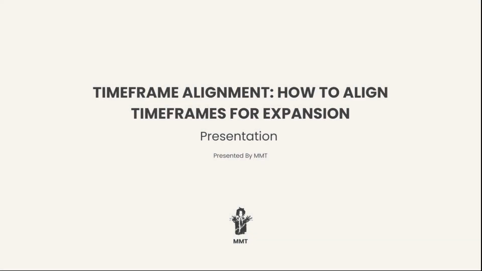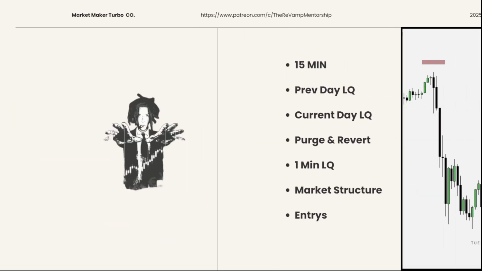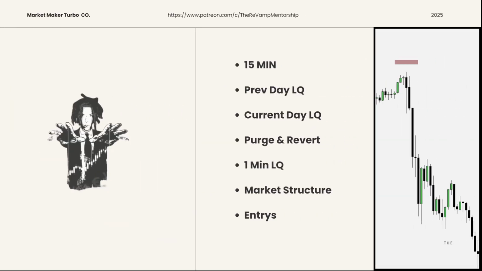What's up, you guys? As you can see by the title, this one's going to be about time frame alignment, how to align time frames for expansions. So looking at this here, we're going to start with the 15-minute to the 1 minute. That's how I trade. So that's what I do, and it works.